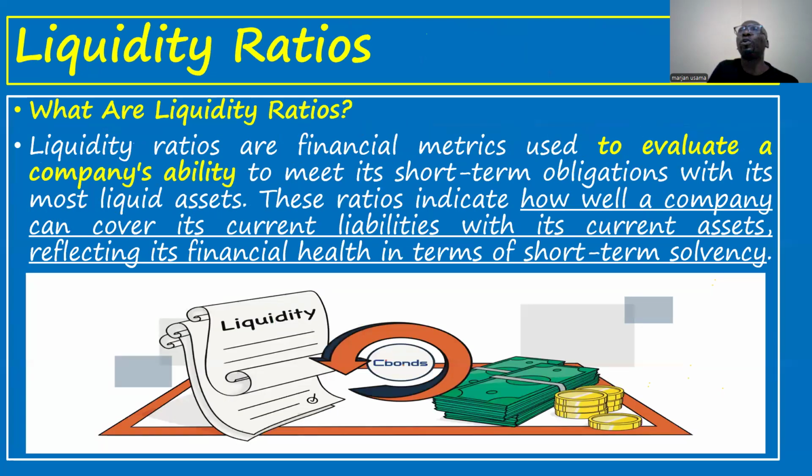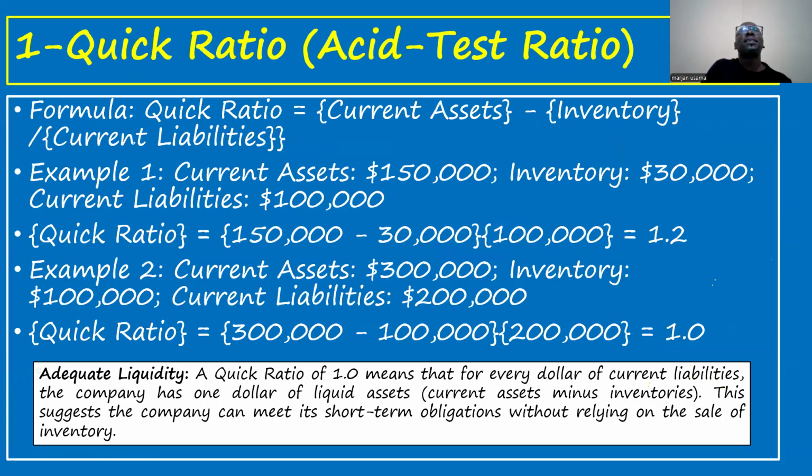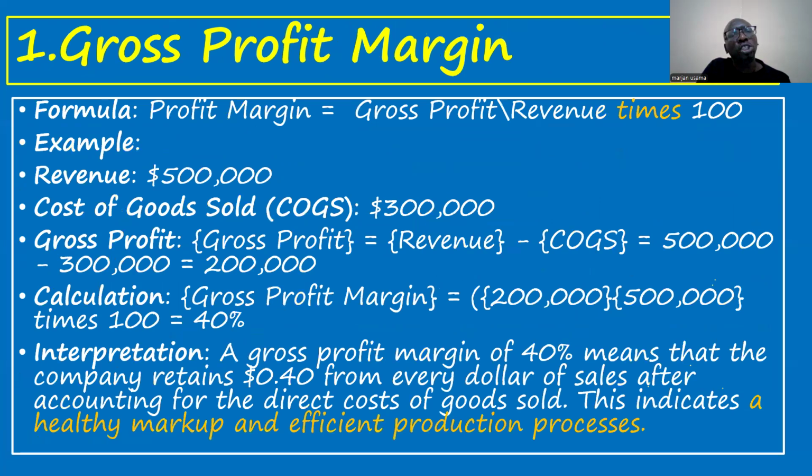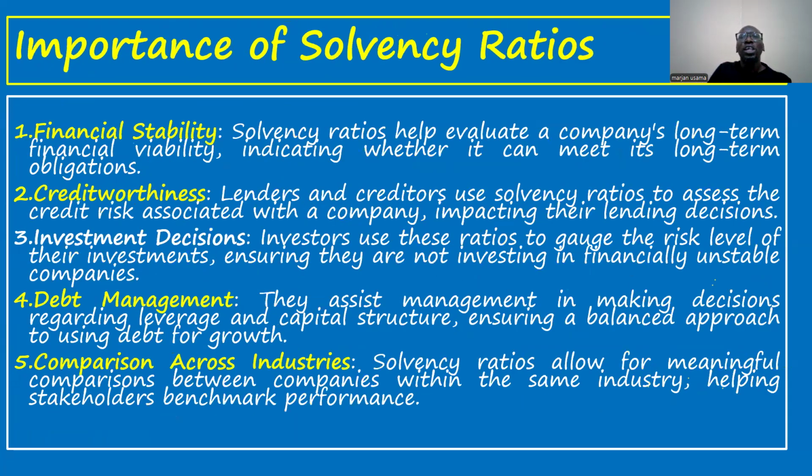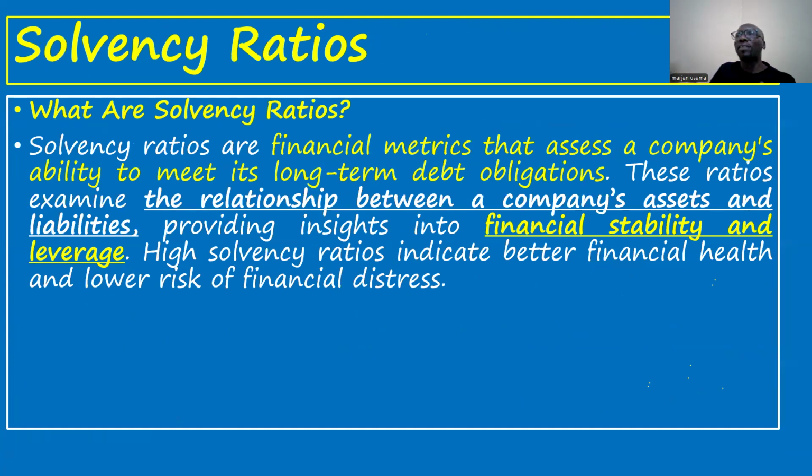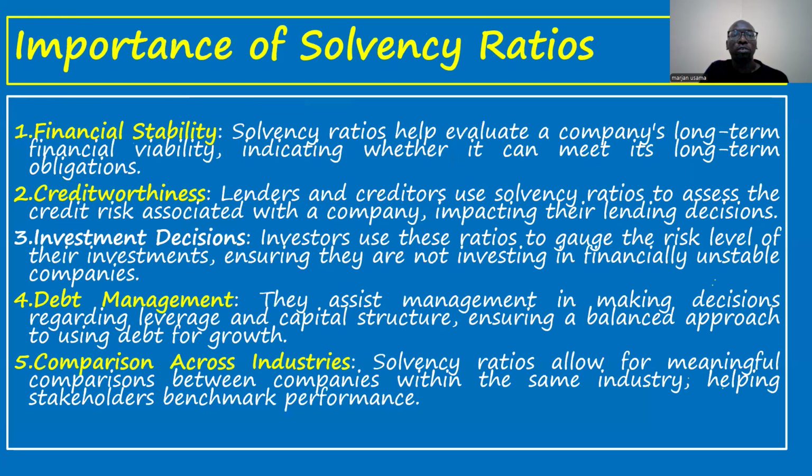The solvency ratios are the opposite of the liquidity ratios. Liquidity ratios show us the ability of a company to meet its short-term obligations. But the solvency ratio basically helps us to know whether, as a company, you can meet your long-term obligations, the loans, for example, you take from the banks. Are you in a position?